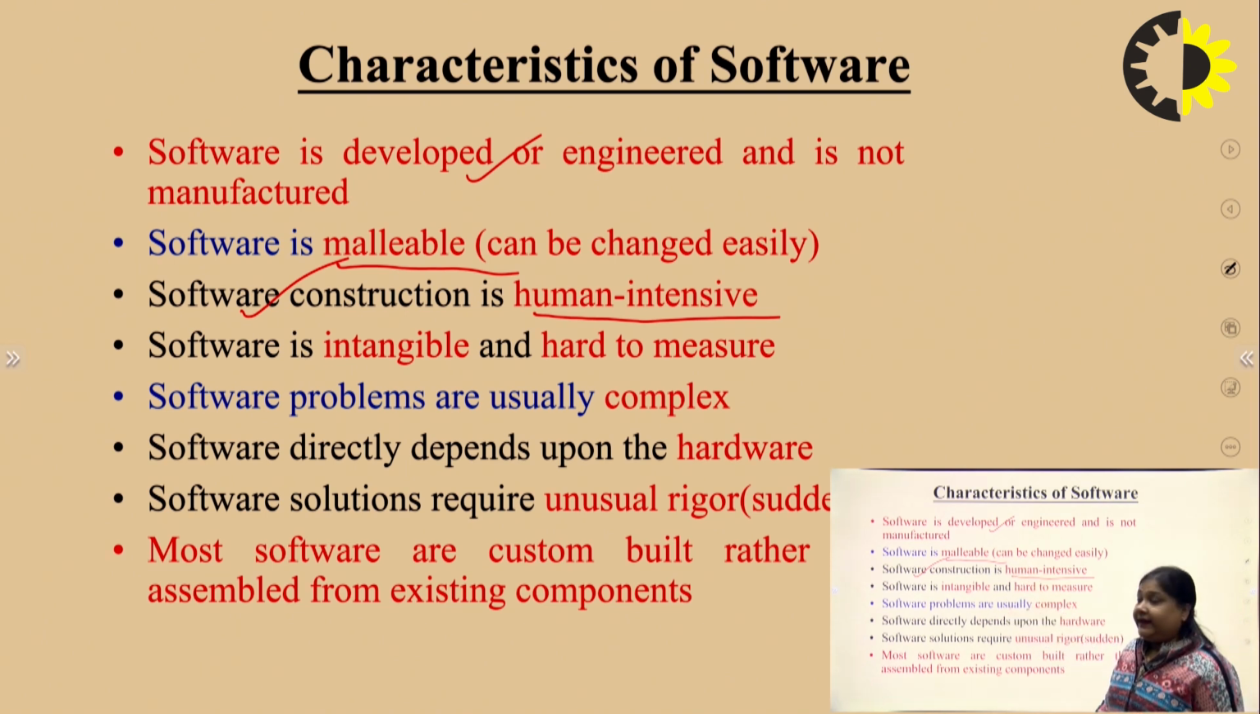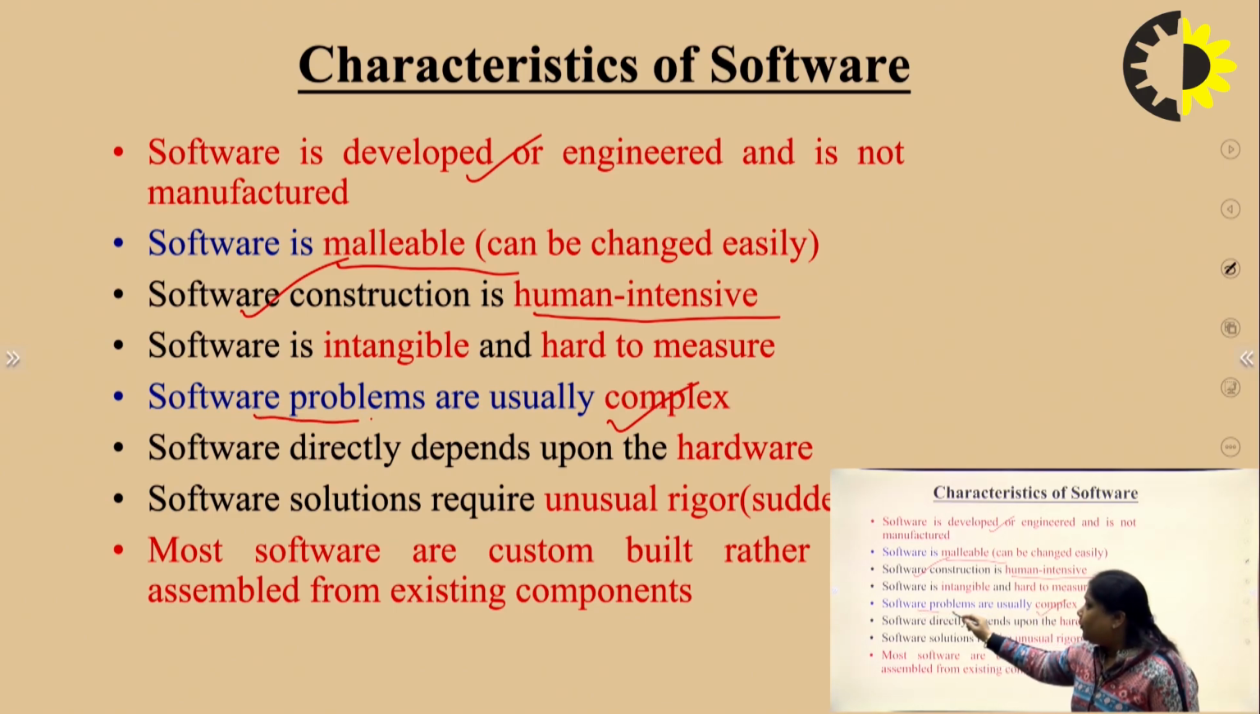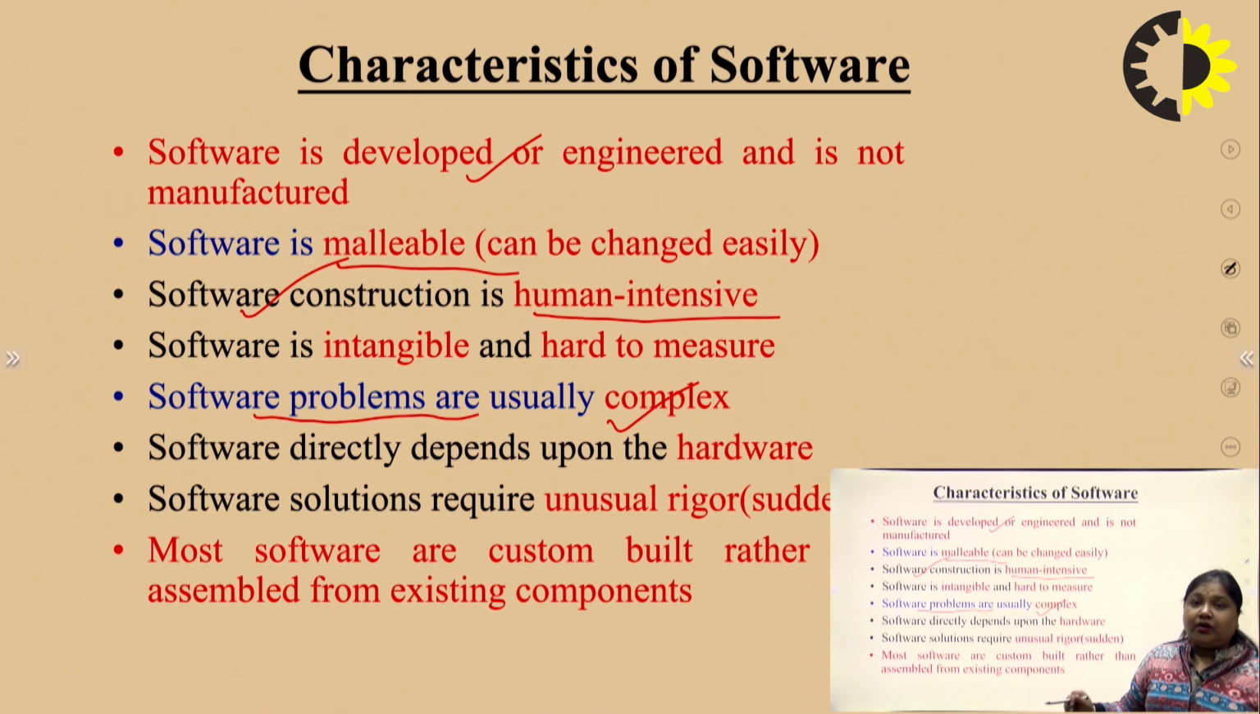Next, software is intangible and hard to measure. It is difficult to measure software because there may be changes every time, until it has been finalized. And software problems are usually complex. If we have a problem that is very lengthy or complex, then it is easy to develop software to accomplish all the tasks.